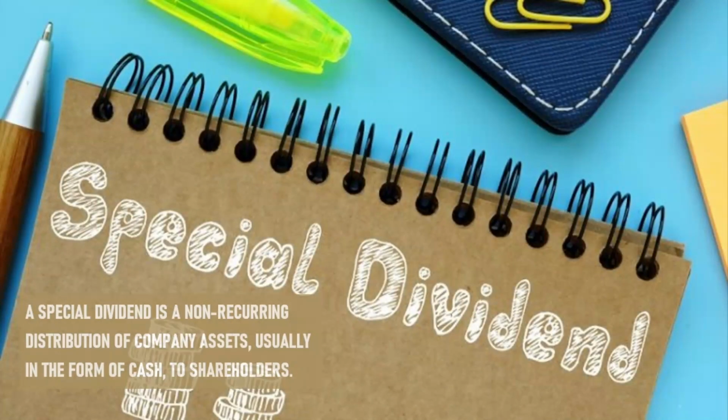A special dividend is a non-recurring distribution of the company's assets, usually in the form of cash to the shareholders. A special dividend is usually larger compared to the normal dividend payout by the company and is often tied to a special event like an asset sale, corporate restructuring, spin-off, or other windfall-generating events. Special dividends are also referred to as extra dividends.